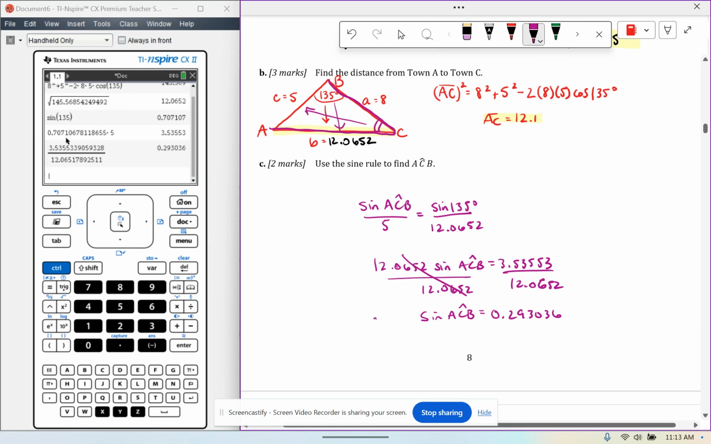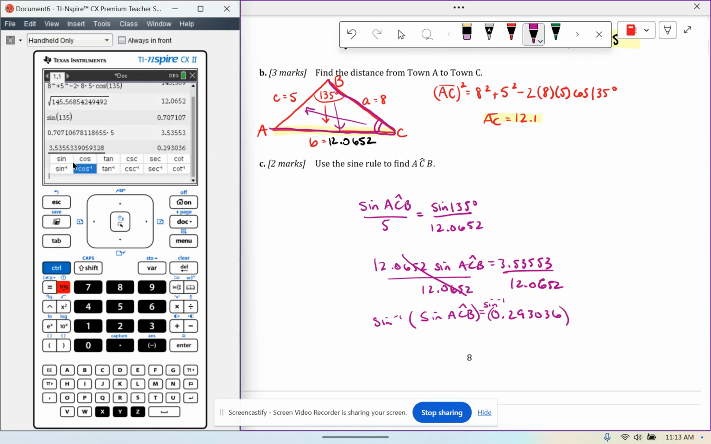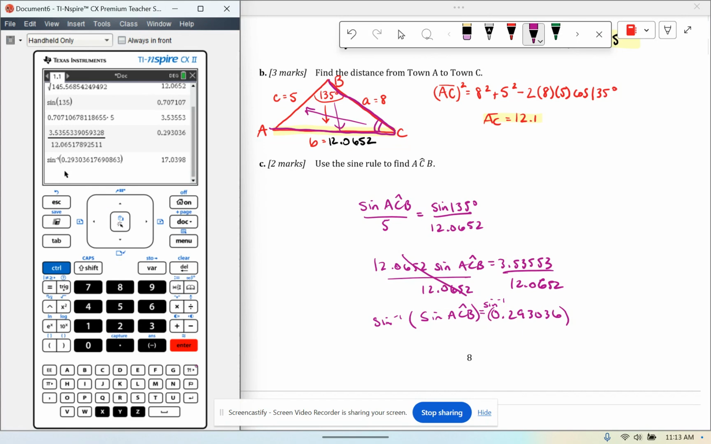And then keep in mind that I have the sine of this thing. I don't have the actual angle. So let's inverse sine both sides. And we would get angle ACB is equal to 17.0 degrees.